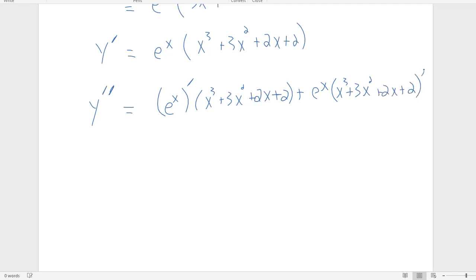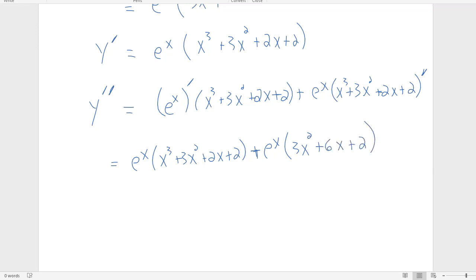I'm going to run out of digital paper. Ooh, I squeezed it in. All right, so there's my product rule, and then let's just go through each of these. So I have derivative of e to the x is e to the x, and I get x cubed plus 3x squared plus 2x plus 2. And then plus, I have the e to the x, and then times this derivative. So the derivative of x cubed is 3x squared, and then we're going to get 6x plus 2 there.